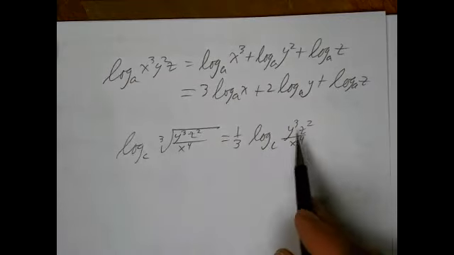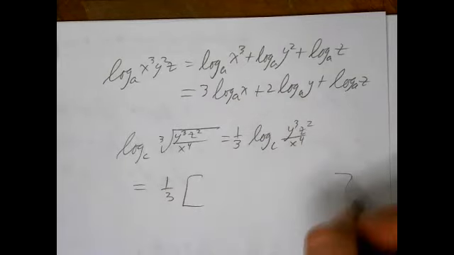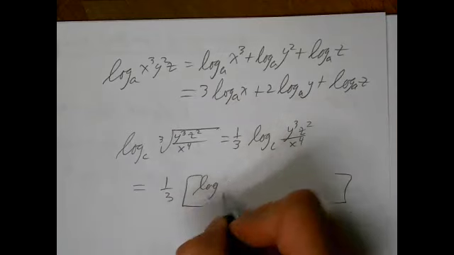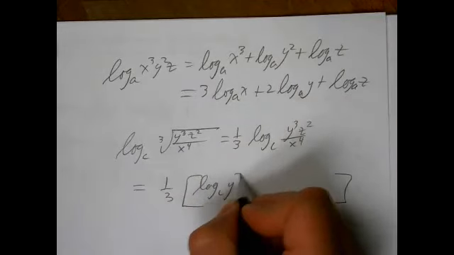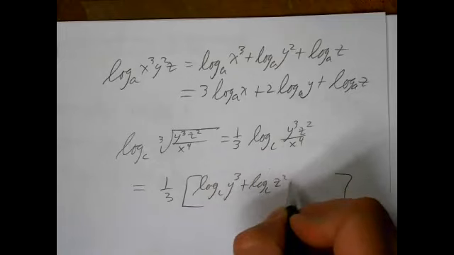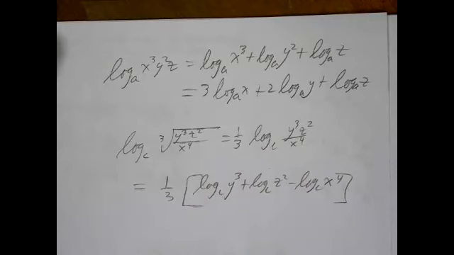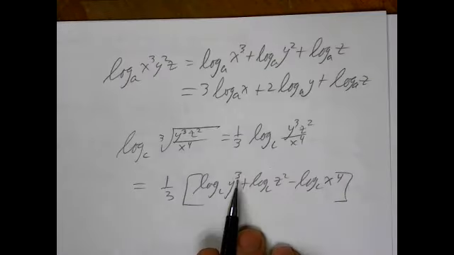All right, on the top here we have multiplication. We also have division. So this will be a 1/3 times log base c of y cubed plus log base c of z squared minus log base c of x to the 4th. Next thing that happens is these powers get moved out as multipliers.